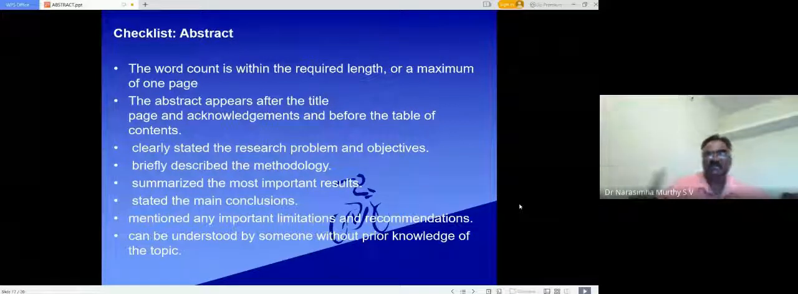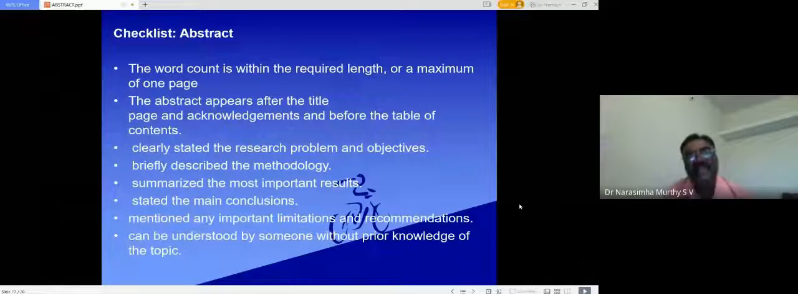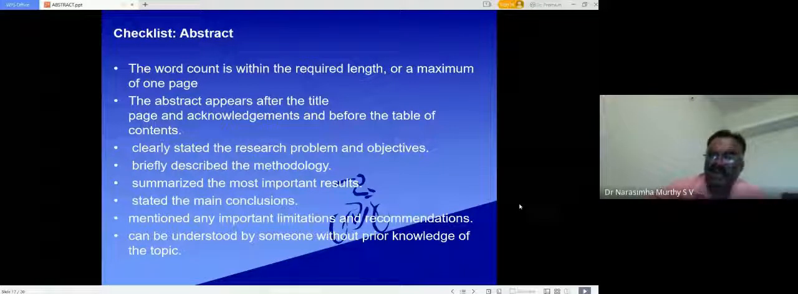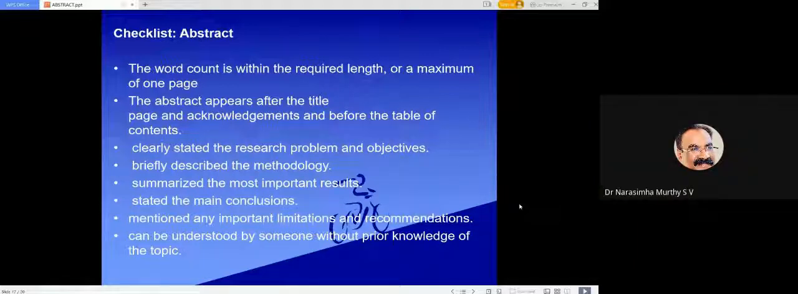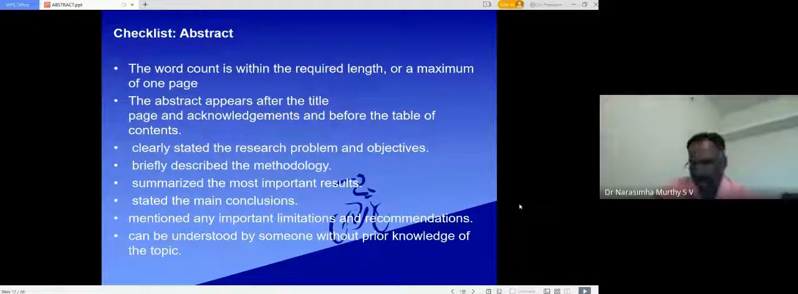And remember, the abstract should appear after the title page. Now I'm talking about a bigger, long or lengthy research paper, and acknowledgements, and it should be before the table of contents. Especially for thesis, dissertation, it should follow the format. It is a kind of litmus test that one should make on self.